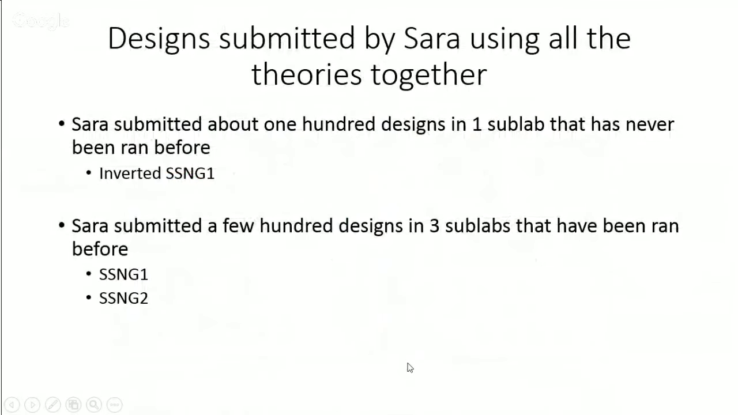Now the designs that were submitted by Sara, and these are actually designs that were submitted. The mods were generated by Sara, and Sara predicted that these fit the criteria that I entered when I ran it. Sara submitted about 100 designs in one sublab that has never been run before, and that was inverted same-state NG1. And Sara also submitted a few hundred designs in 3 sublabs that have been run before. That's same-state NG1 and same-state NG2.